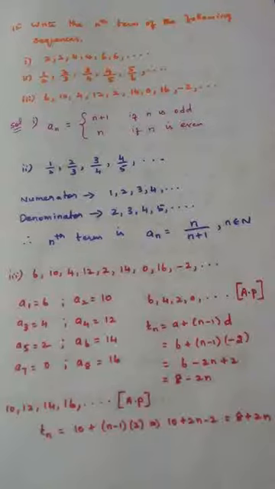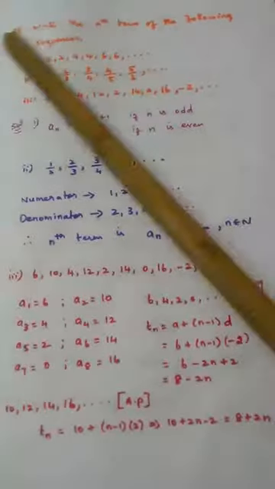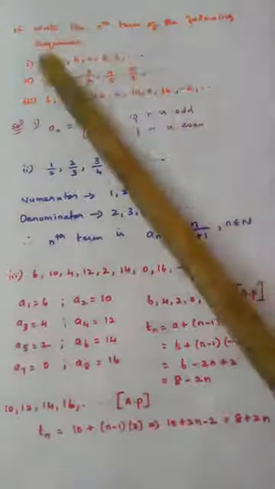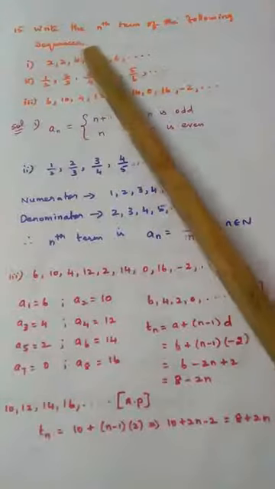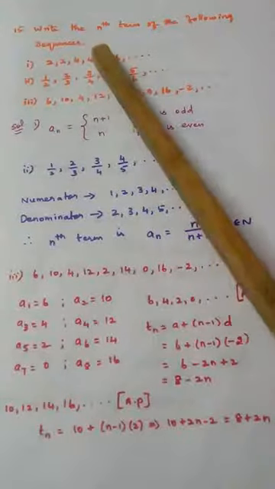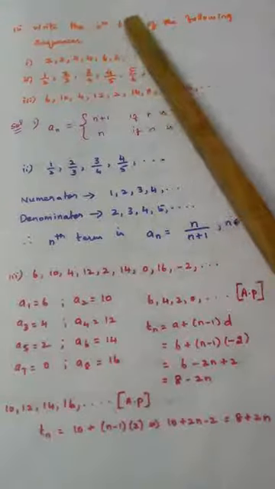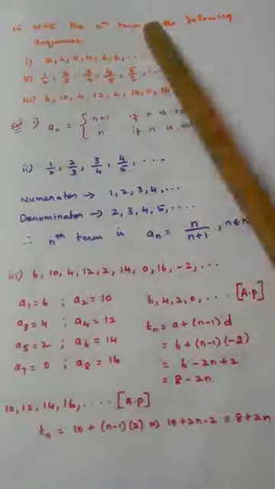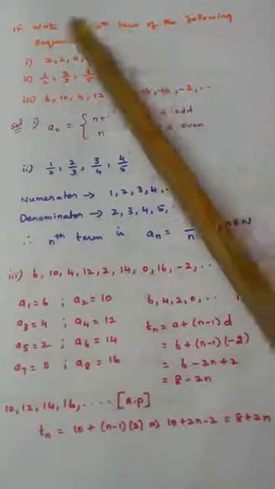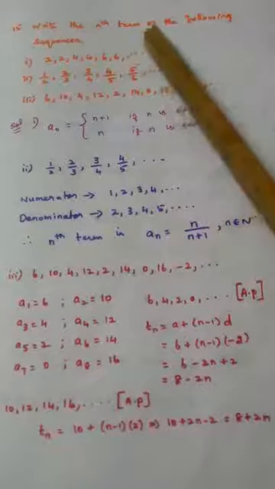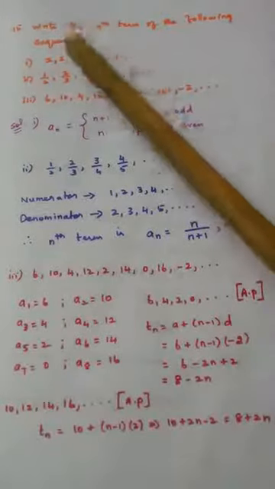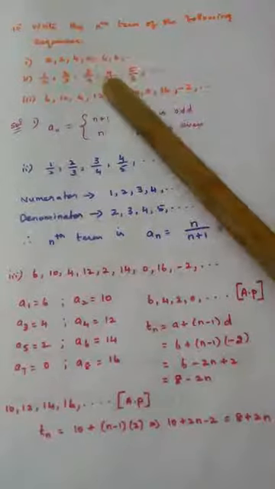Question number 15. Write the nth term of the following sequences. So far we found out the first 6 terms. Now they are asking us to find the general term, the nth term. The nth term is also called the general term. So write the nth term of the following sequences. Three questions were given to us.